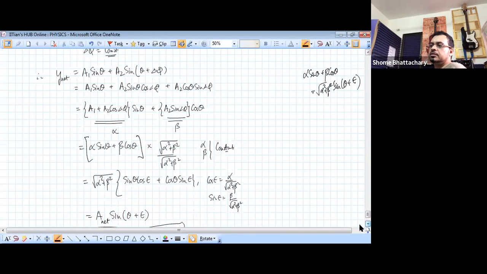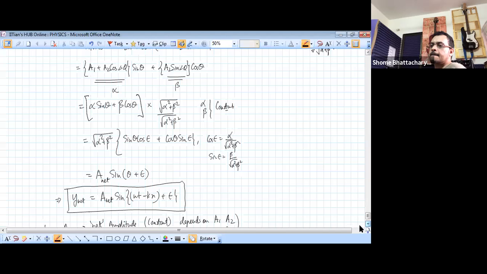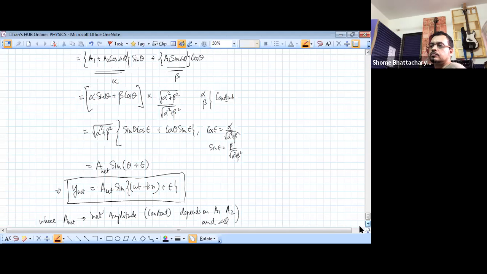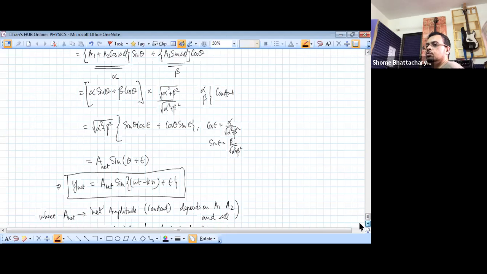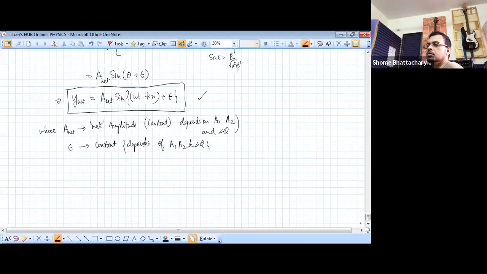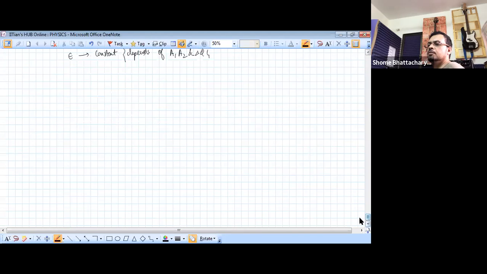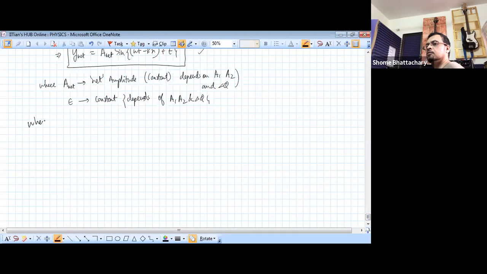Okay, so this is a standard trigonometric method. Once you reach here, you can see the formula of the net amplitude. The net amplitude will come like this: square root of alpha square plus beta square, where we had substituted alpha in place of E1 plus E2 cos delta phi, and we had substituted beta in place of E2 sine delta phi. So square and add these two. Your cos square plus sine square is 1, so you get this very familiar kind of formula.